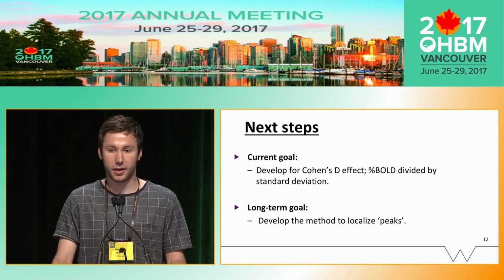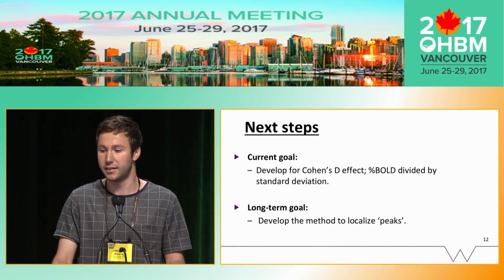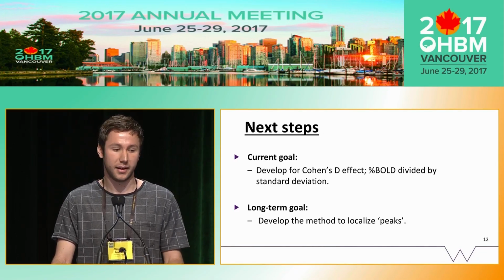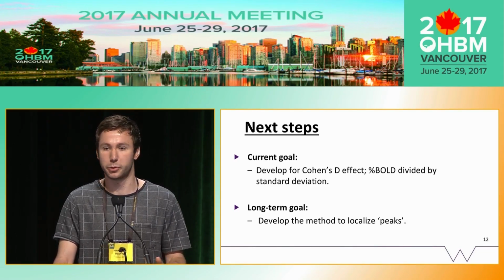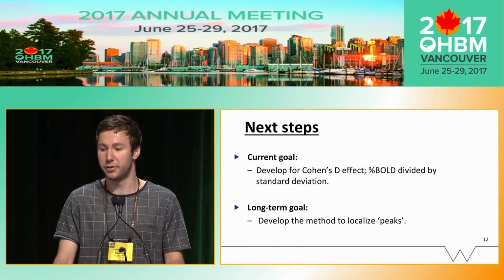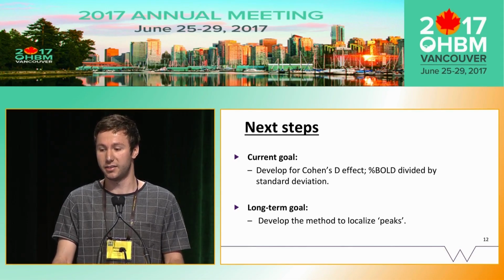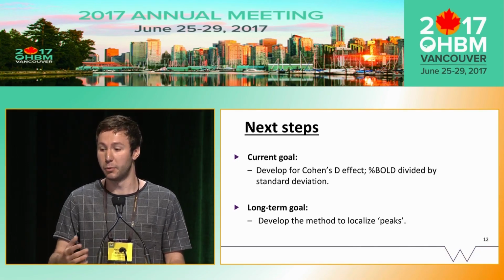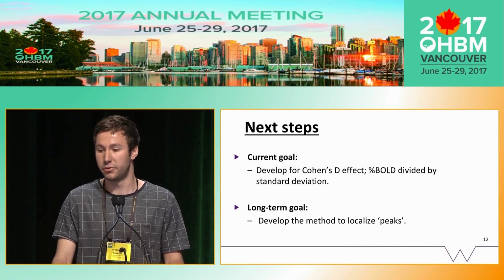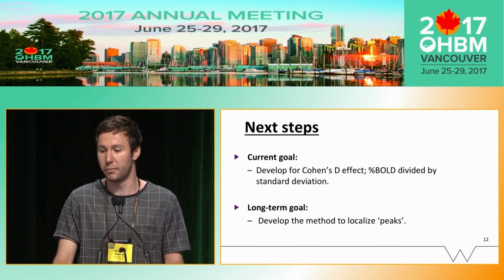So our next steps for this method are to try and use it for more interesting effect sizes. So here we've just used percentage BOLD change, but what we want to go on to do is use this for Cohen's d. So this is percentage BOLD divided by the standard deviation. A problem with this is that the distribution of your noise changes to a non-central t distribution. So this would require a modification to the bootstrap method that we've used. And a long-term goal is to use this method to localize peaks. So commonly in an fMRI report, we only report on the peak activations. So what we would want to do is use this method, but that would require a variable threshold depending on the cluster you were looking at.